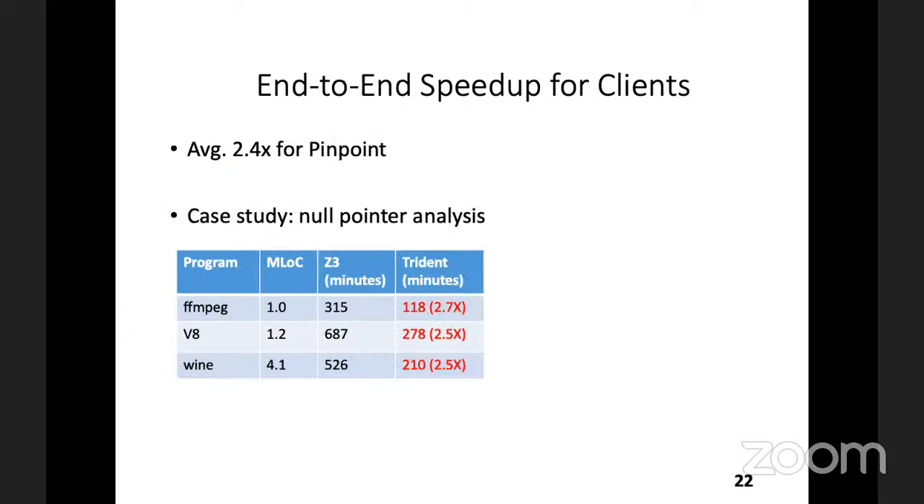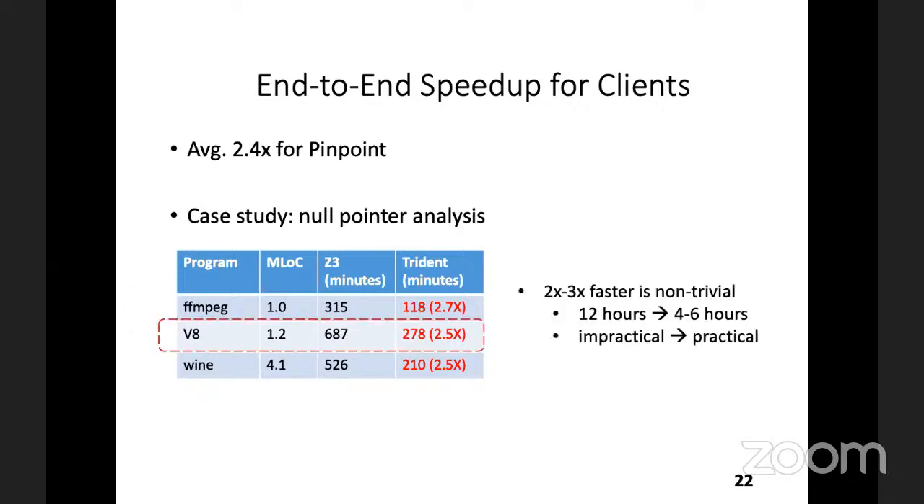Here I show a case study where we use Pinpoint to detect null-pointer bugs in 3 large-scale programs. We argue that such a speedup is non-trivial for a static bug finder. For instance, let's consider Google V8. Previously, Pinpoint takes about 12 hours. Now, with our solver, Pinpoint can finish in about 5 hours. It's enough to make an impractical tool practical. For instance, this means Pinpoint can analyze V8 in a nightly build.